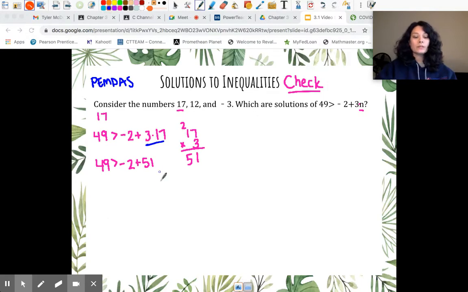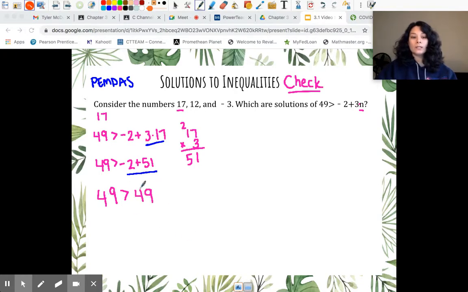The last operation I need to do here is negative 2 plus 51. Whoops, I want to change that back to the other color here. Be consistent. Negative 2 plus 51 is going to give me 49.